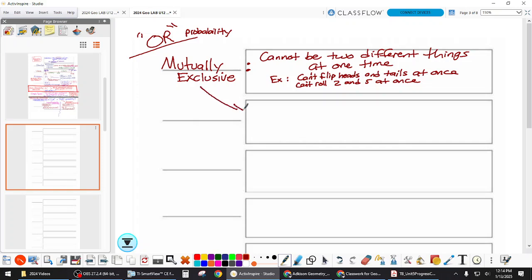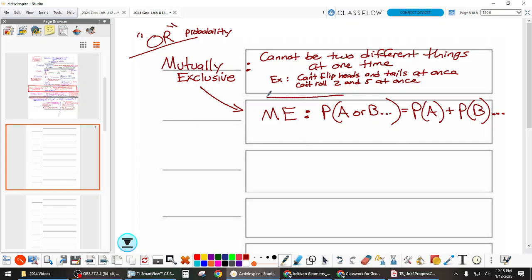Okay. So when we have probability that's mutually exclusive, it is exactly what Bailey said. So ME, are we good with that abbreviation for mutually exclusive? Okay. So probability of A or B, and it could go on. It could be C, D, E, F, G. We'll just leave it at this for now. We just add them up. It's exactly what your gut would tell you to do. Okay? So I'm going to box this. This will be an important formula throughout the unit.